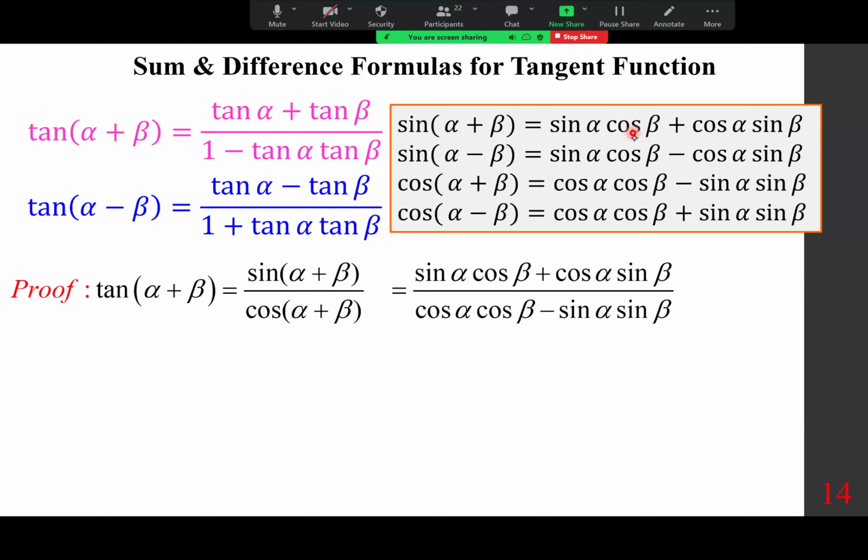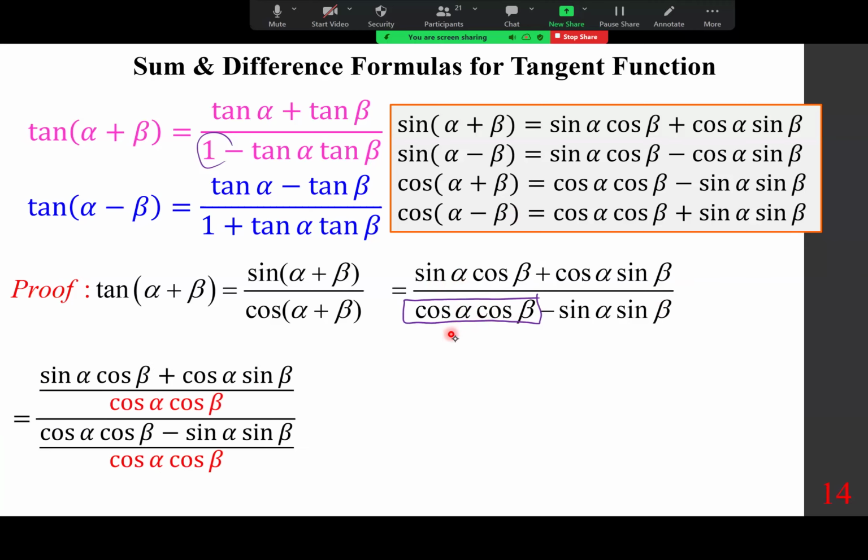Now, what we want to do is, when we look at this one, we notice this is 1. Pay attention to the process. We notice this number is 1. So think about how you can make this one 1. Divide by itself. Okay, everybody? If we divide this one by itself, it becomes 1. So divide everything by cosine alpha, cosine beta.